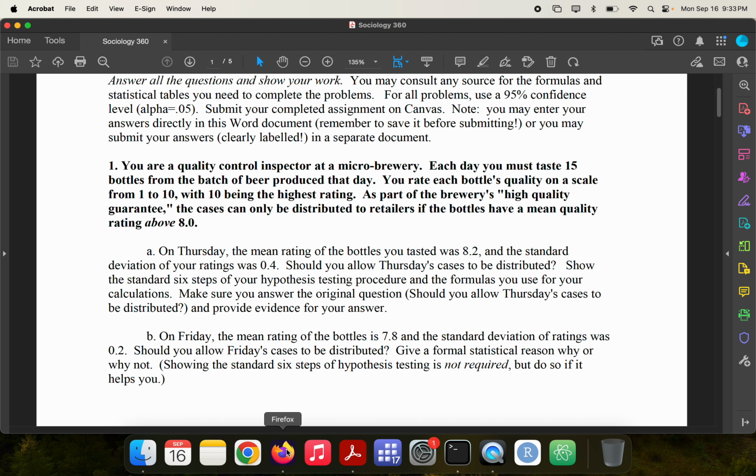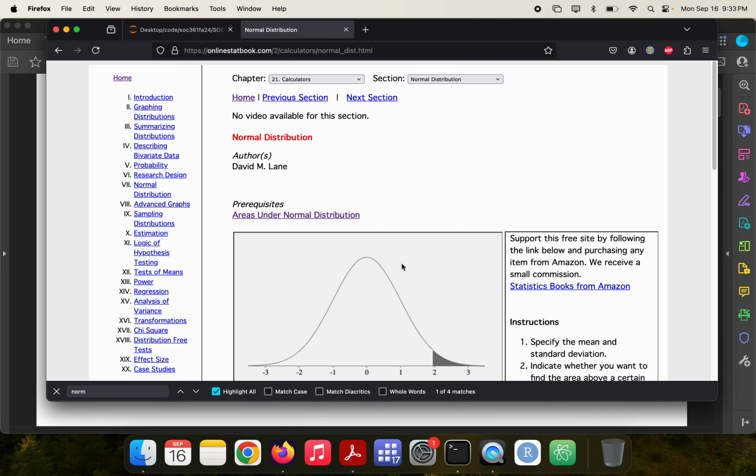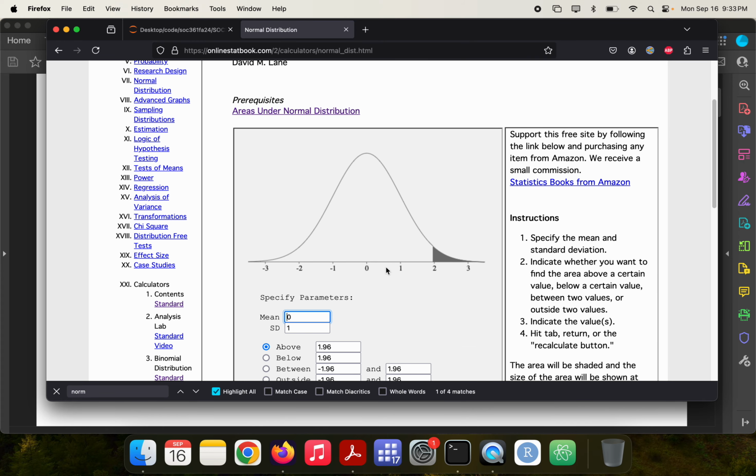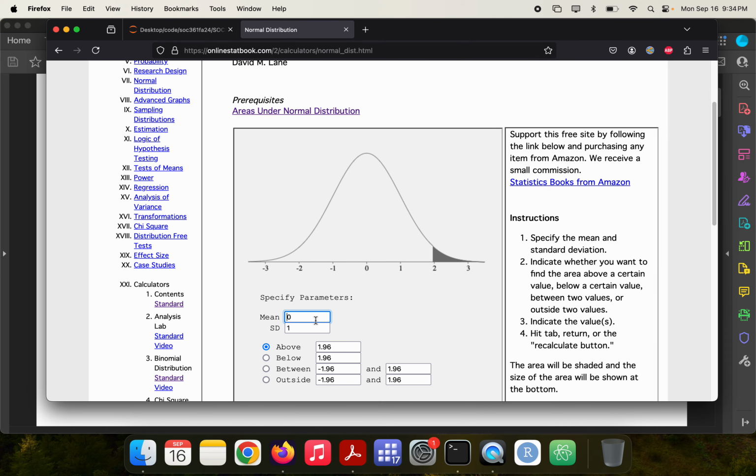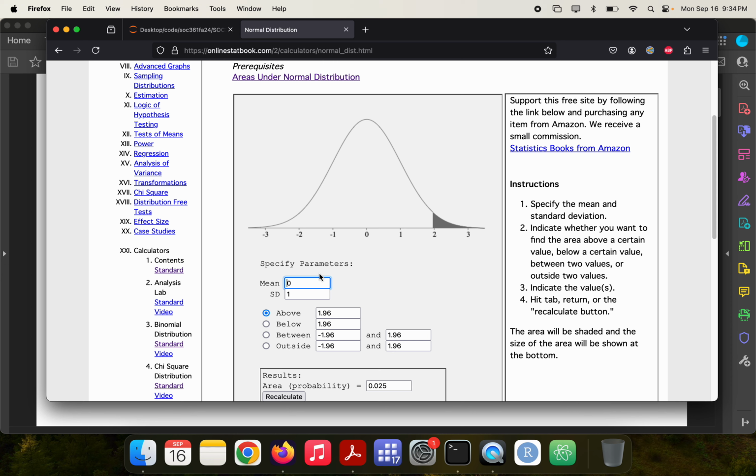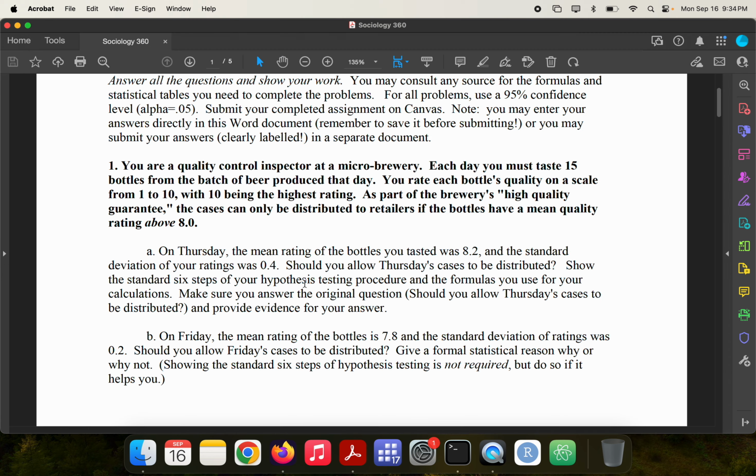So let's plug this material into the online stat book here. This is a handy way to calculate things online. You can also draw it, of course, but this is helpful. So let's say the mean of our sampling distribution is 8, and the standard deviation from the problem should be the standard error, so that would be 0.4 over square root of 15, I think.